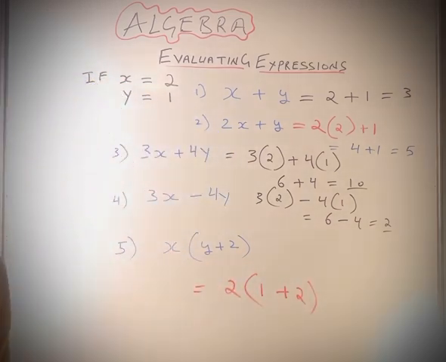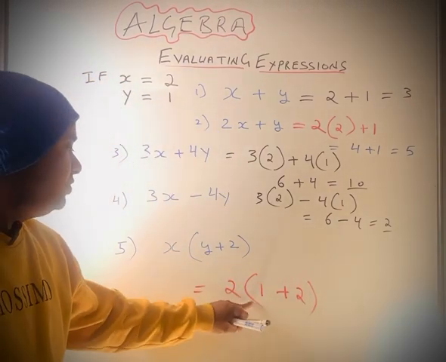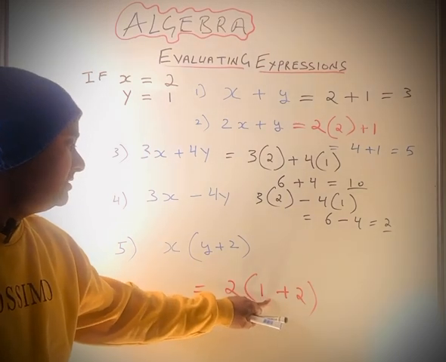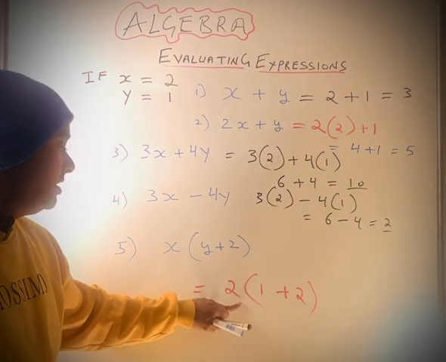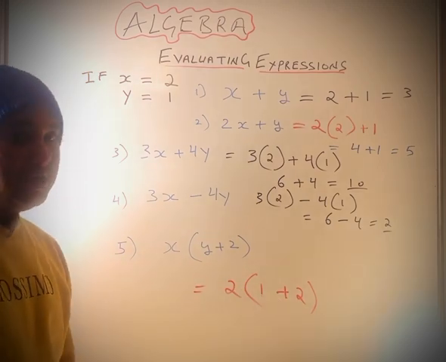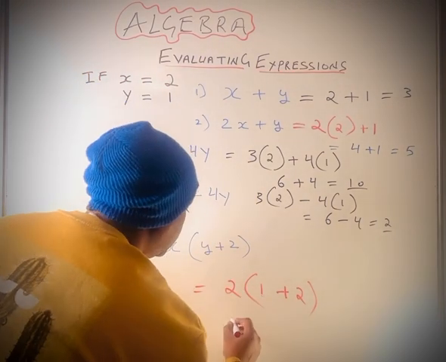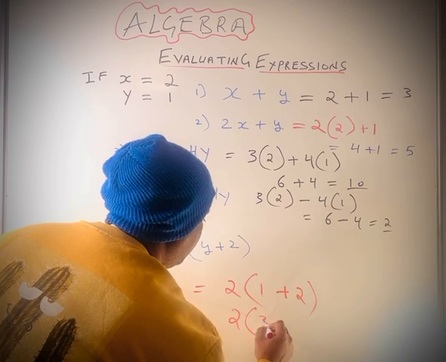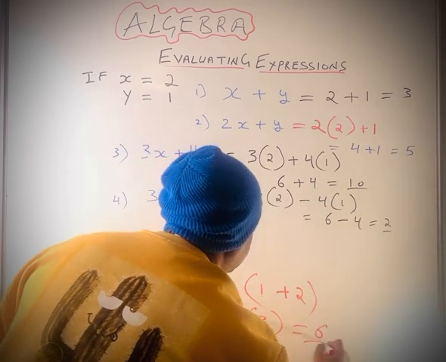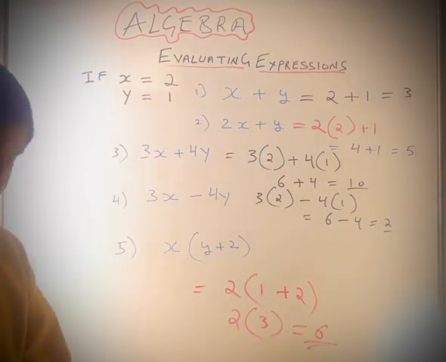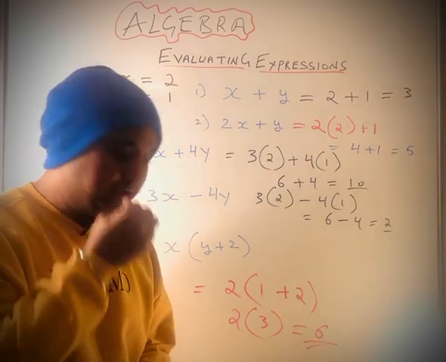Now first of all, you can say 2 times 2 is 4, 2 times 1 is 2, and 2 times 2 is 4. You can do either way, or you can say 2 in the bracket, that will be 3, and it gives us 6. So that will be the answer. So that's how you evaluate the expressions, right?